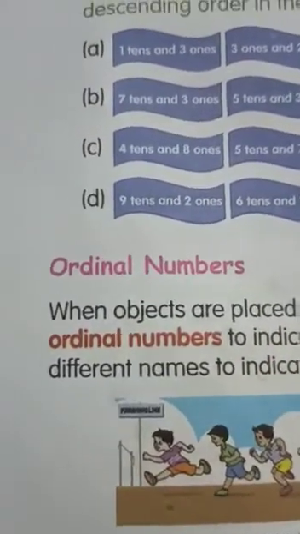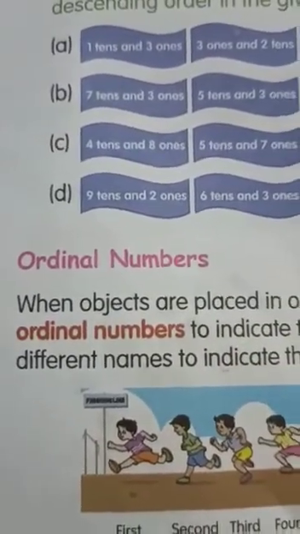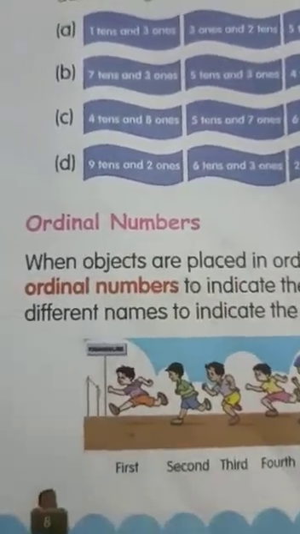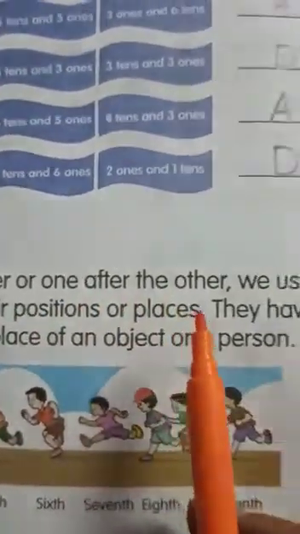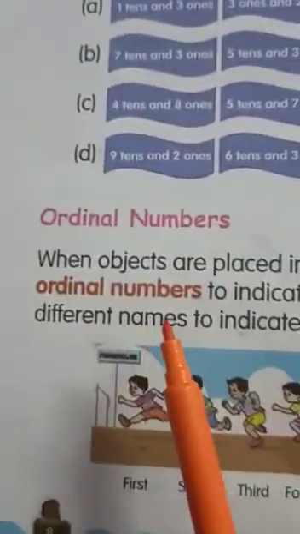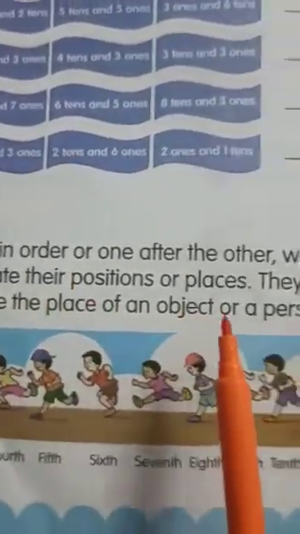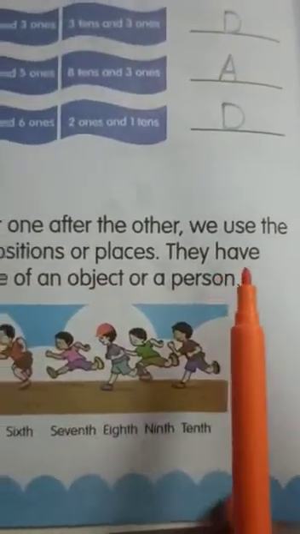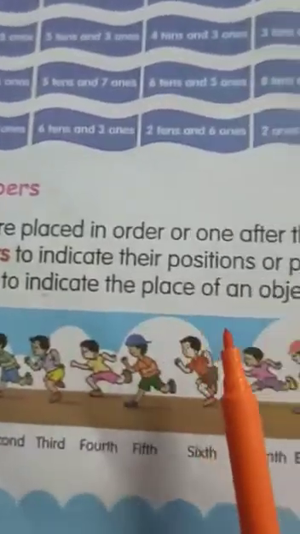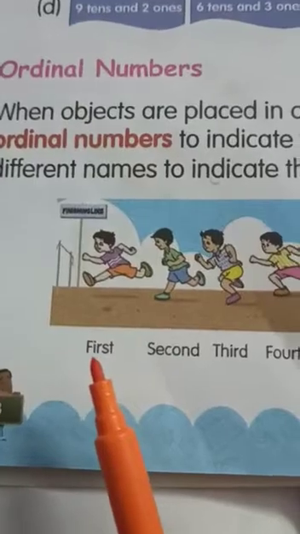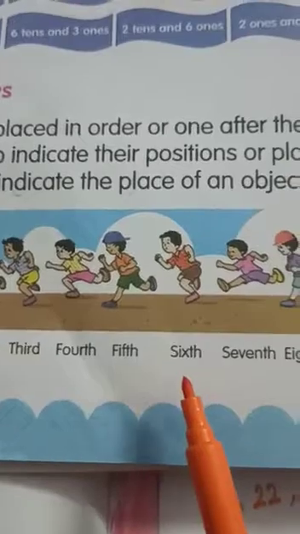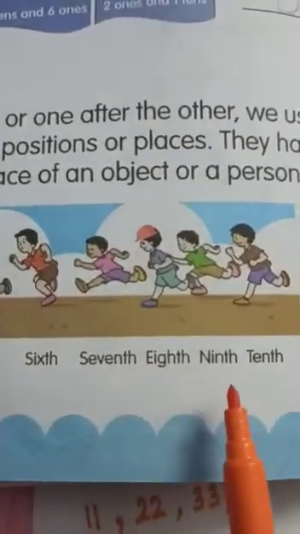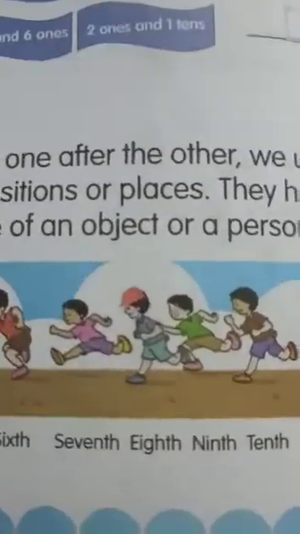Okay. Next, ordinal numbers. Ordinal numbers are used to indicate the position of an object. When objects are placed in order or one after the other, we use ordinal numbers to indicate their position or places. They have different names to indicate the place of an object or a person. You can see first, second, third, fourth, fifth, sixth, seventh, eighth, ninth and 10th.